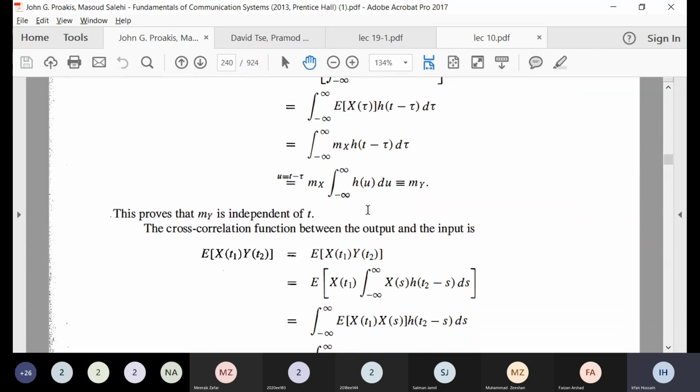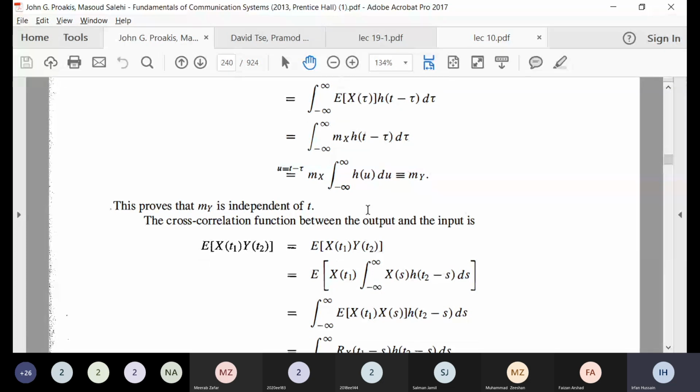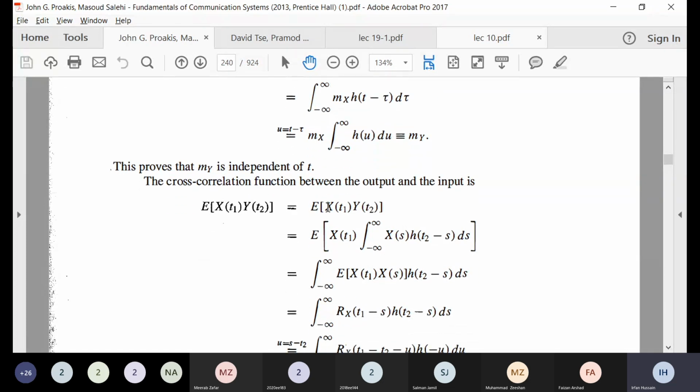The second thing is the cross correlation between output and input. So I put the input at one time and the output at a different time. The output is the convolution. I take the expectation inside the integral. These two are random variables, so they will go inside the expectation. This is just a deterministic number, so it will come out of the expectation. The expectation of the same function becomes the autocorrelation of x at t1 minus s, because it is a stationary process. The input was stationary.